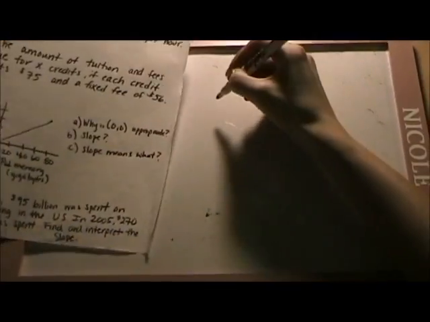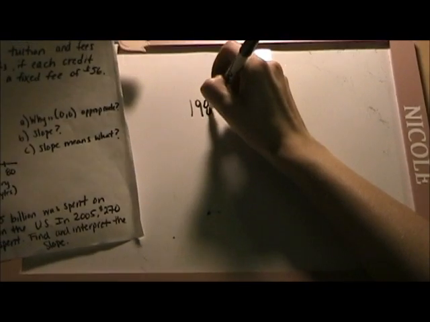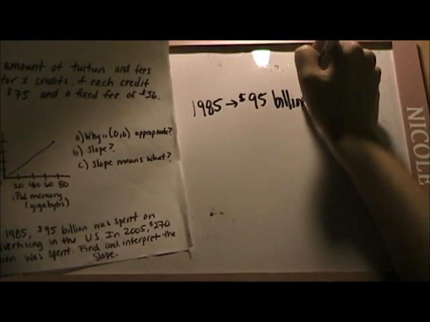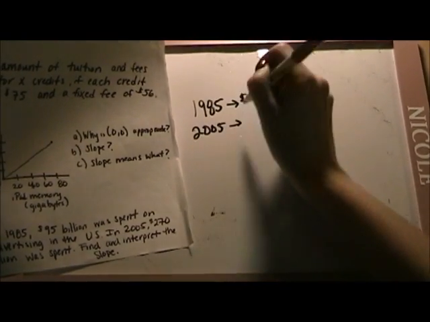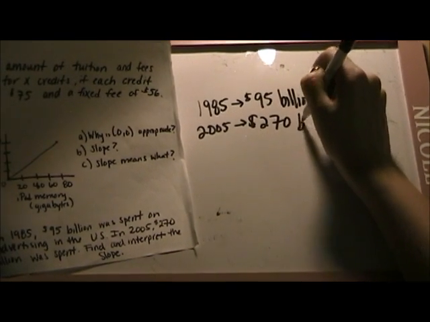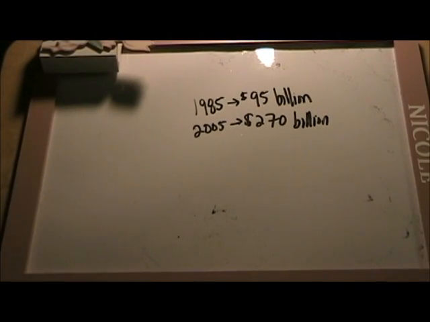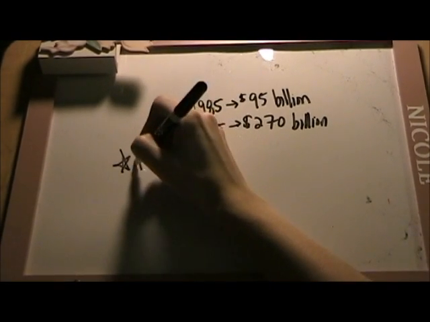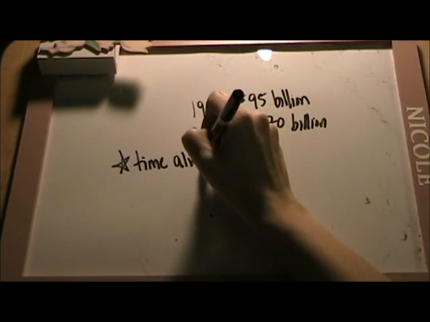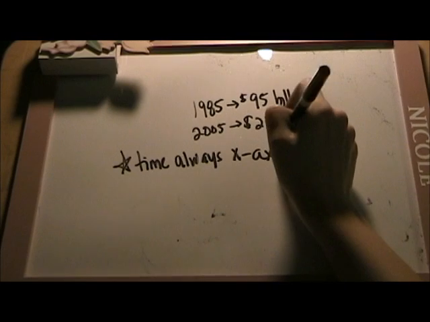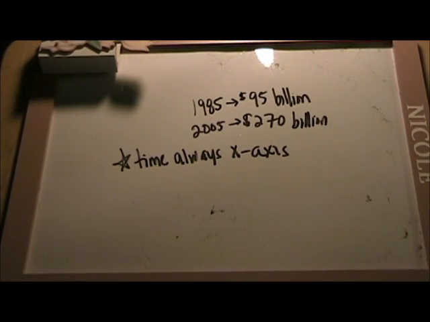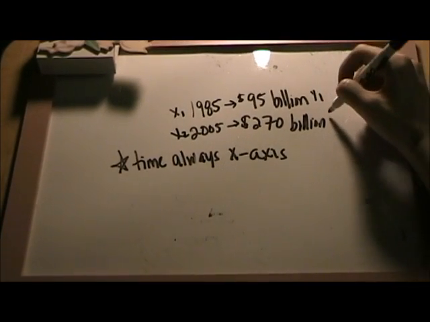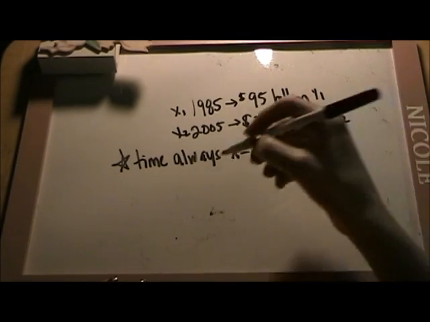So we can write down 1985 was 95 billion. In 2005, 270 billion. Just a little note, for all applications, time is always your x-axis. Okay. Time is always an x-axis. So this would be my x1, this would be my x2, which would make this my y1 and this my y2. Plug it into the slope formula.